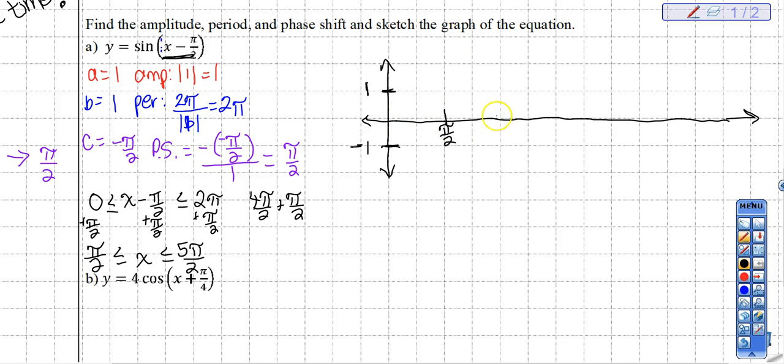So there's pi over 2. Here's 2 pi over 2 or pi. Here's 3 pi over 2. Here's 4 pi over 2 or 2 pi. And here's 5 pi over 2.